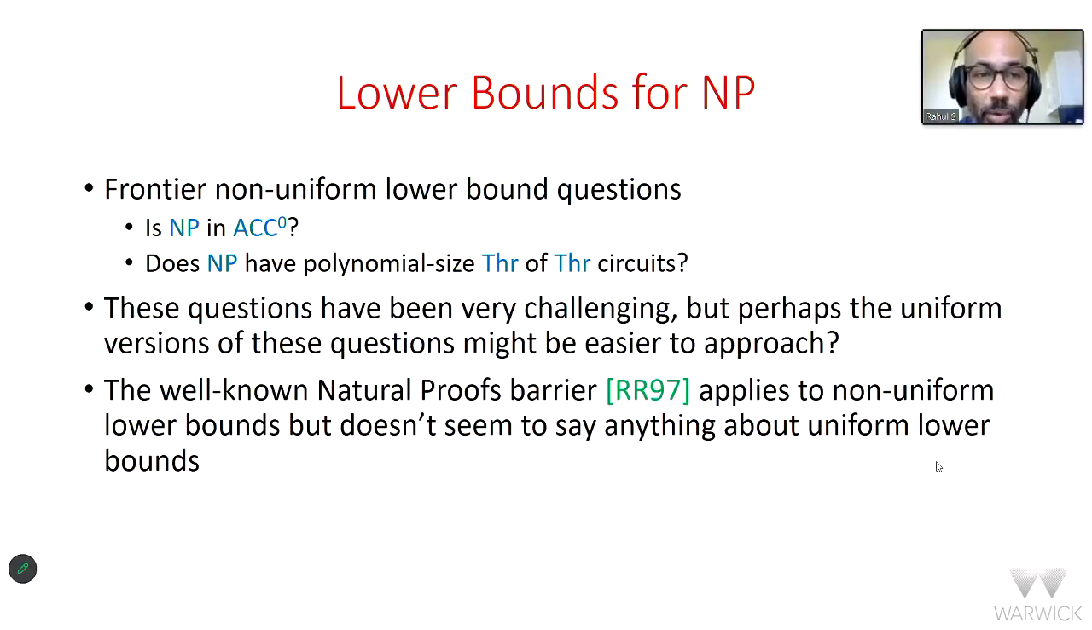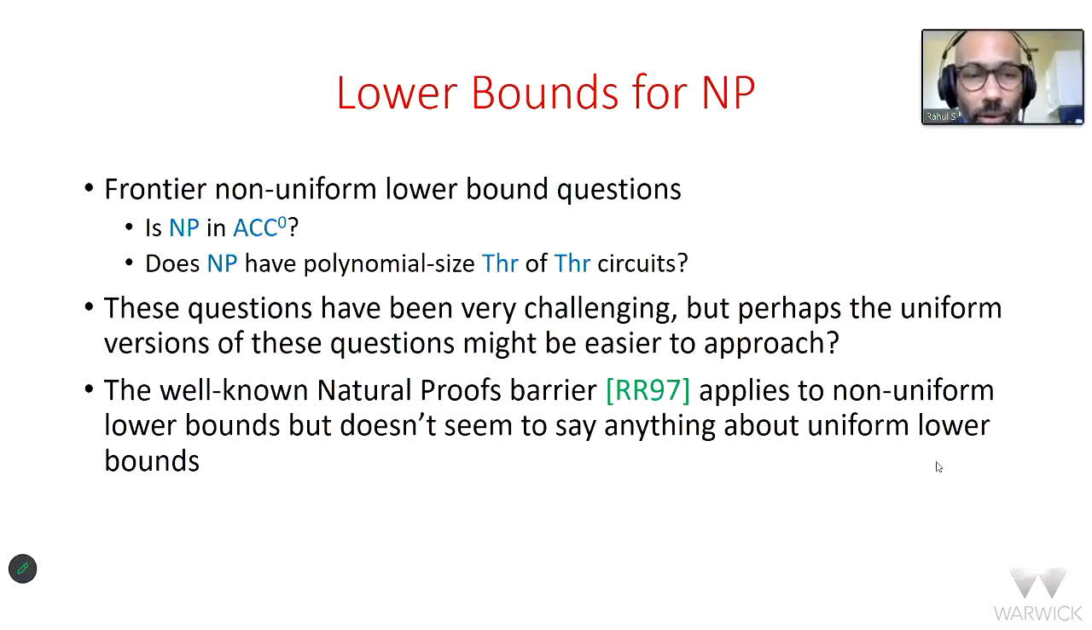Of course, for ACC0, we have Ryan Williams' result, which says that NEXP doesn't have ACC0 circuits of polynomial size, and Murray and Williams showed how to extend that to non-deterministic quasi-polynomial time. But that seems quite a different kind of result than actually proving a lower bound for NP. And so we're still very far from doing that. And the question is, maybe the uniform versions of these questions could be easier to approach. That's what we're interested in exploring.